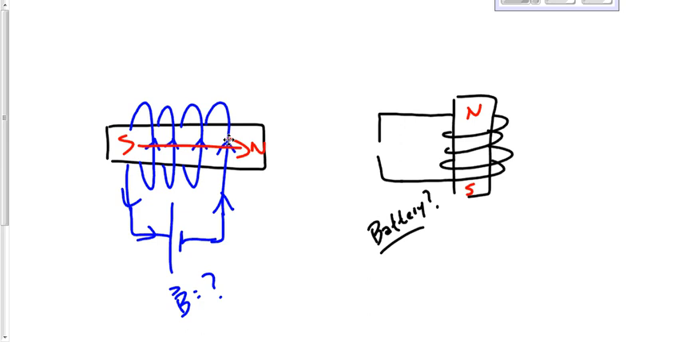Question? What does B mean? This just means the magnetic field. We can't find the strength of it. We don't know how to find the strength of it. I'm just asking you to find the direction of the magnetic field.